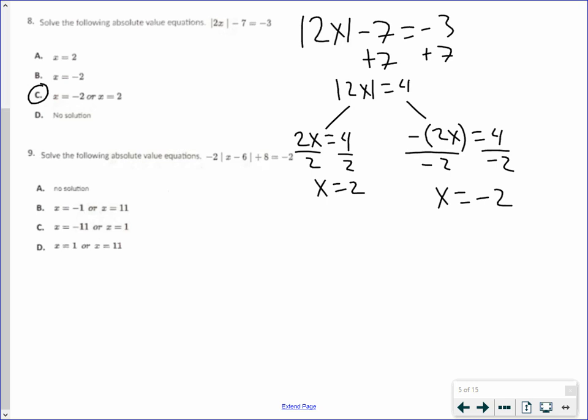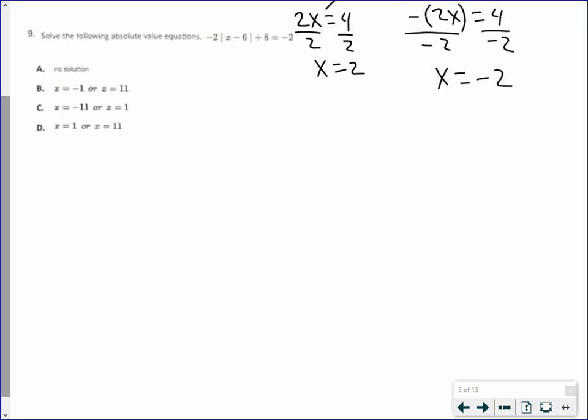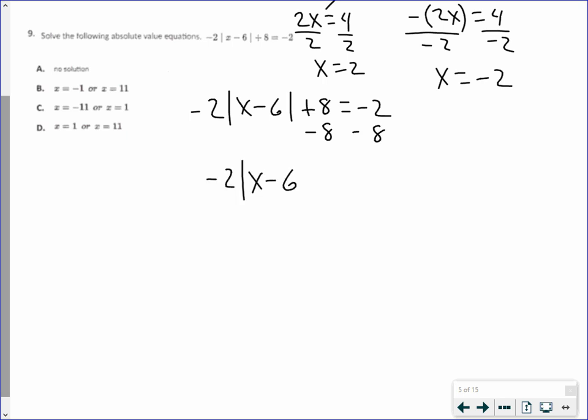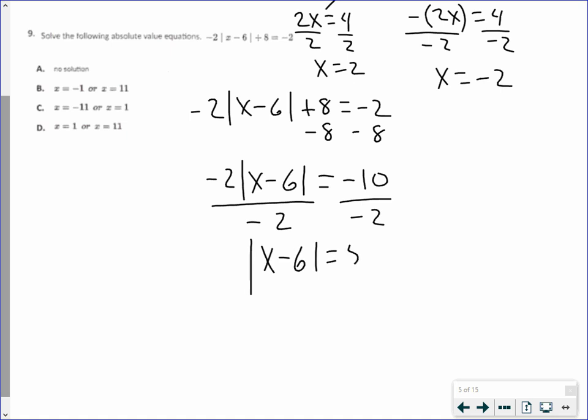For number 9, we're asked to do the same thing. Solve the following absolute value equations. So -2 times the absolute value of x minus 6, plus 8 equals -2. First thing we're going to do is isolate the absolute value sign. So we're going to minus 8. -2 times the absolute value of x minus 6 equals -10. Divide by -2. We get the absolute value of x minus 6 equals 5.